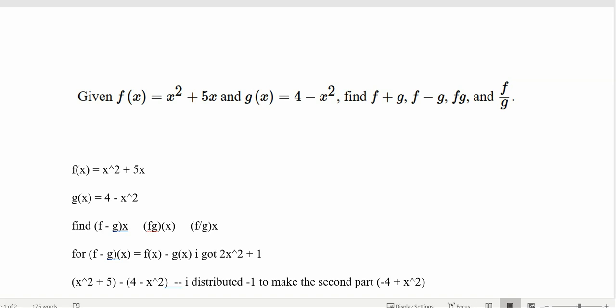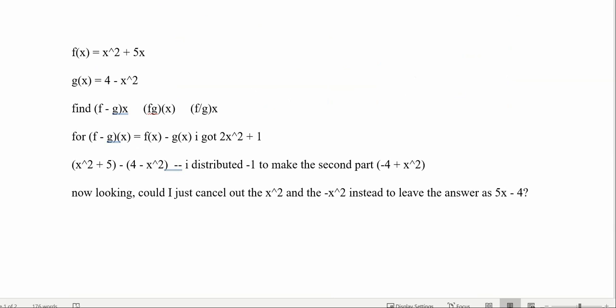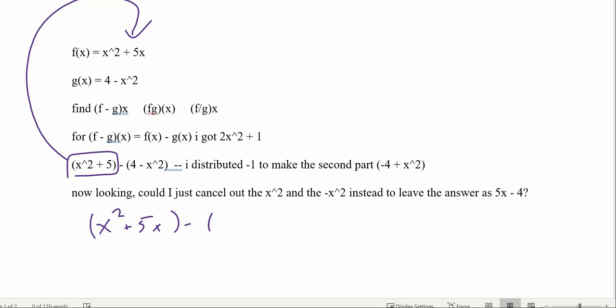Okay, we're looking at problem set 4, number 1, and the question was about the difference quotient and the product. All right, so this was in the discussion board. So we start off and we want to find the difference, and you have committed cardinal sin number 1. That is not the same as the question. It should have a 5x, right? So your question is x squared plus 5x minus the 4 minus x squared.